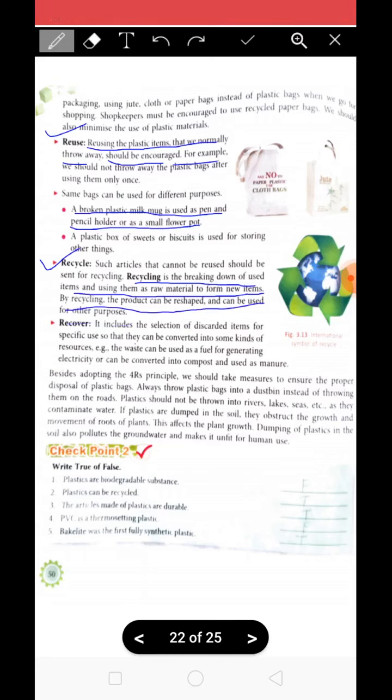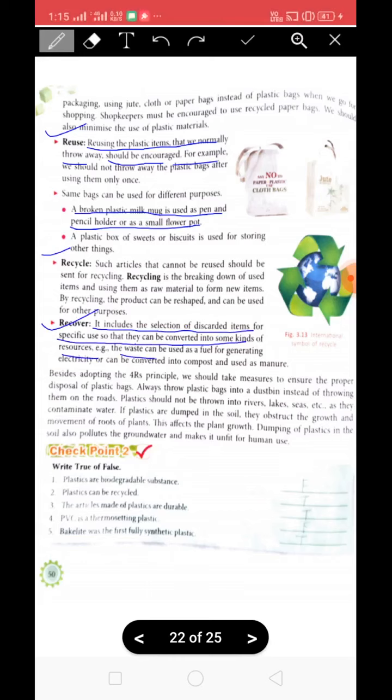Now next is recover. Recover includes the selection of discarded items for specific use so that they can be converted into some kind of resourceful things. Example, the waste can be used as a fuel to generate electricity and can be converted into compost and used as manure. This is your answer, from there you will write up to here. Okay, now next question.